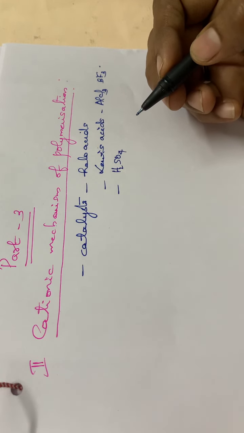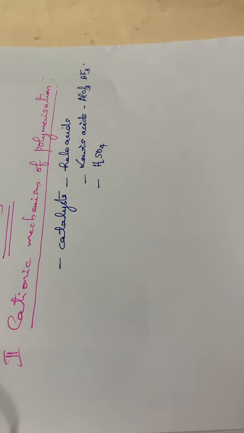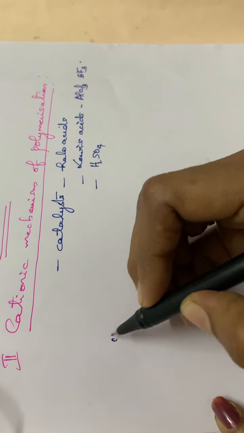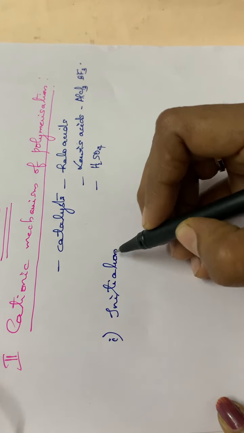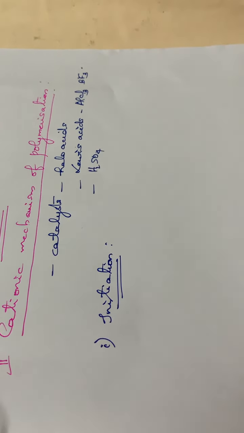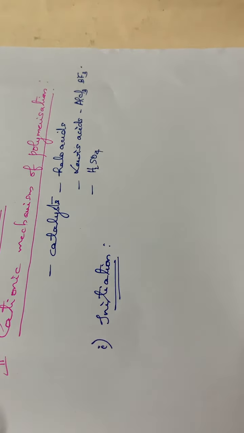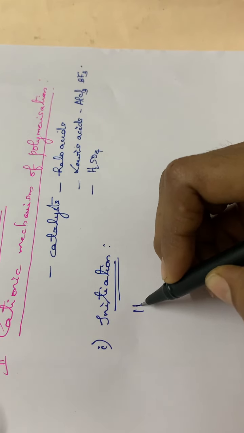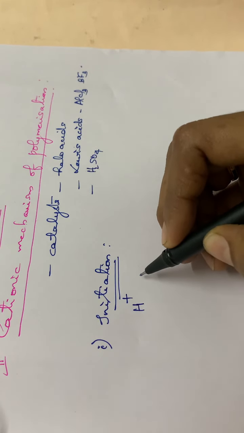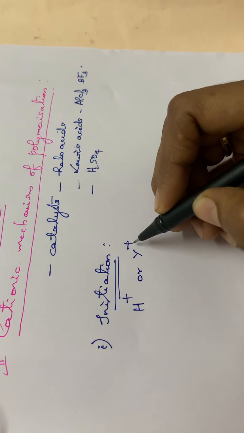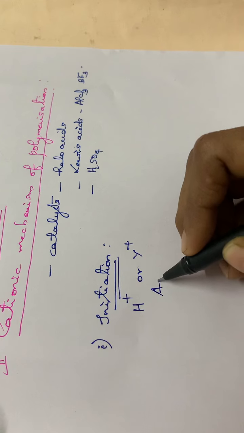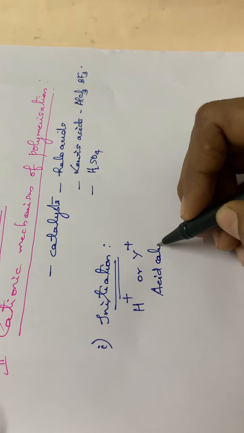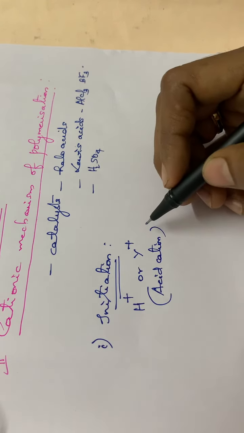Then the next is the mechanism. Here also this mechanism involves 3 steps. The first step is the initiation. This mechanism is also very simple. For the initiation of the reaction, a proton H plus, or suppose we are using another cation, say Y plus, is used. So this is an acid cation, and it is the initiator for this reaction.